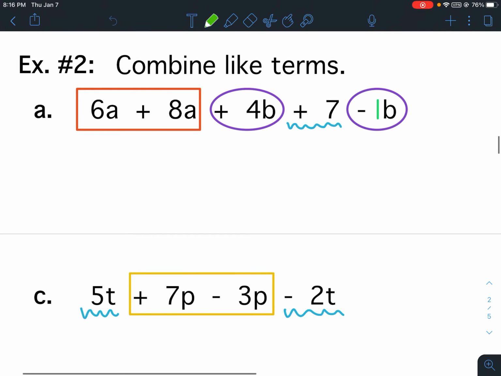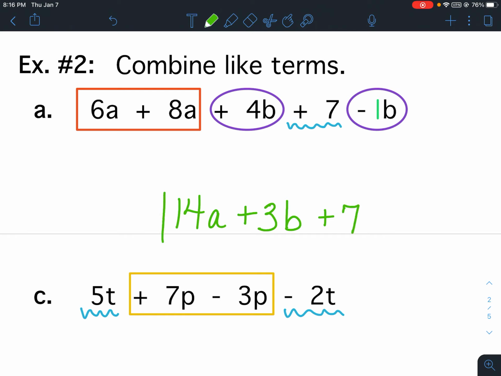All right, example number 2A. I boxed my A terms, circled my B terms, and underlined my constant terms. So going in alphabetical order, I'm going to start with 6A plus 8A. 6 plus 8 would give me 14A. Now my B terms, 4B and then negative 1, so 4 minus 1 would give me positive 3B. And then last, there's only one constant term, so I just bring it down for plus 7. And that is it for example A.